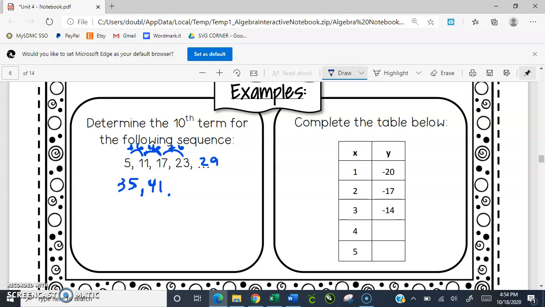Okay, we need 3 more terms. So 41 plus 6 is 47. Again, our common difference is 6, so that's why we're doing plus 6. So 47 plus 6 is, you guessed it, 53. And our last term that we're looking for, our 10th term, is 53 plus 6, which is 59.